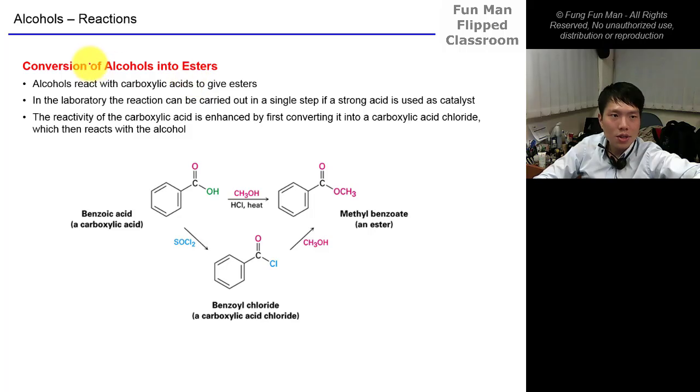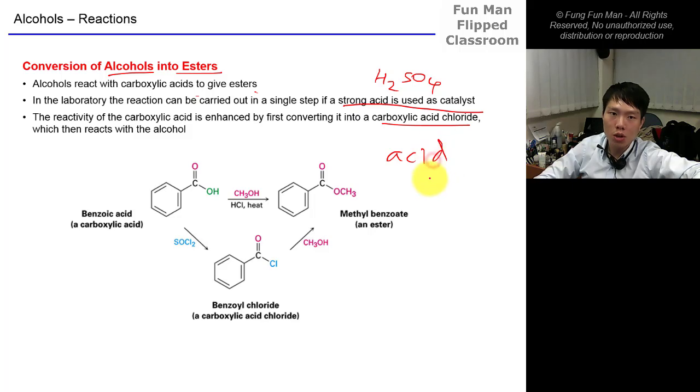Next, we can also convert alcohol into esters. So alcohol reacts with a carboxylic acid to give esters. How do we do it in the lab? You can just do a single step. If a strong acid is used as catalyst, like concentrated H2SO4, battery acid, we know that the reactivity of the carboxylic acid is enhanced by first converting it into an acid chloride, or we can call it acyl chloride.